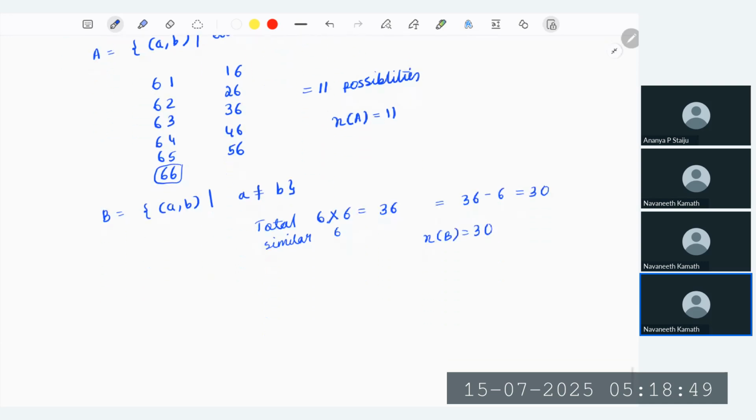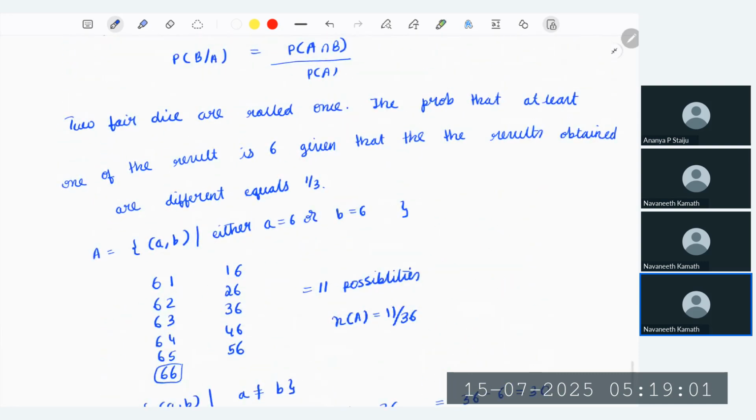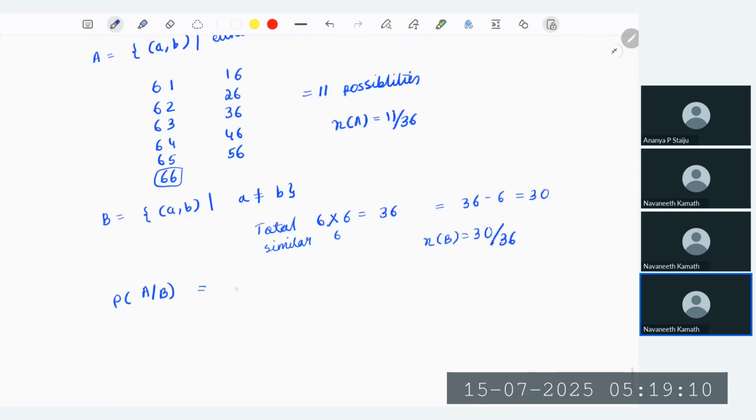Now this is for 36 options. Now we ask for A given B. So they are not equal. They are saying 2 dice are rolled, and the probability that at least one of them is 6, given that the results obtained are different. Already it is said that B is different, so it is among these 30 in the 36, and how many will have at least one 6. That will be 11 by 36. The total answer is 11 by 30.